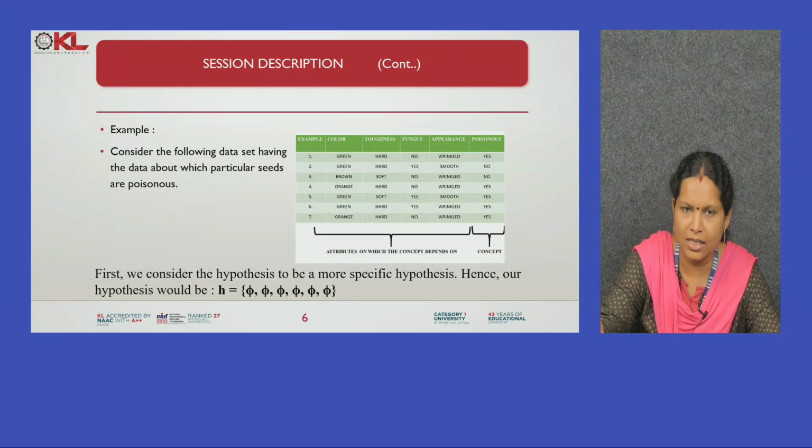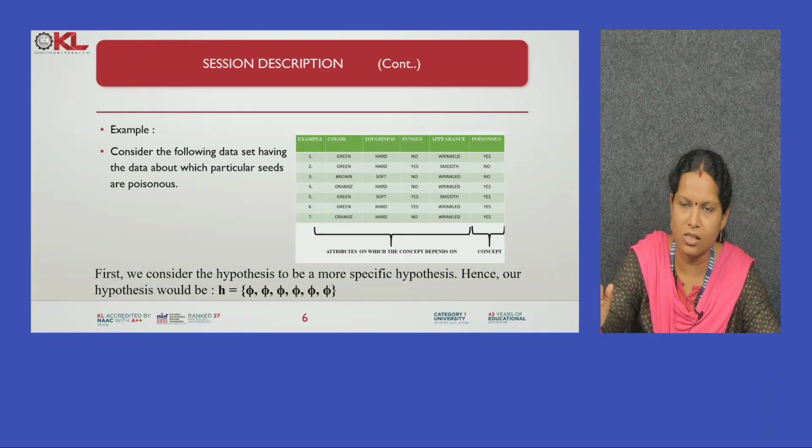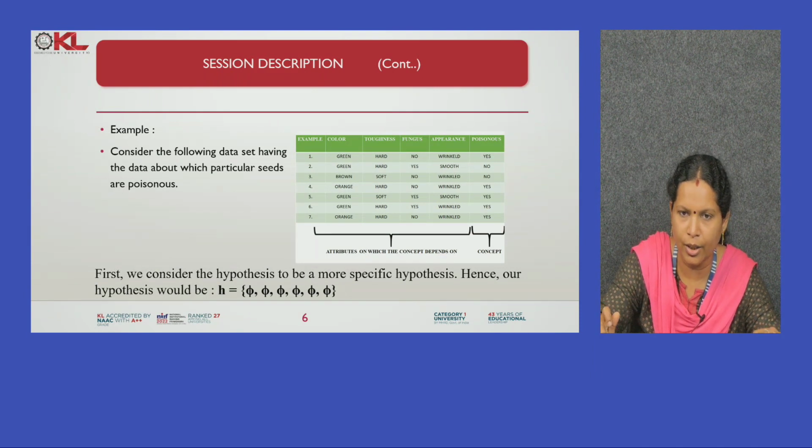So consider the data set. Here we are having 7 examples. The last column represents the outcome of the example. So consider the first example. First we have to take the specific hypothesis and move to the general hypothesis.